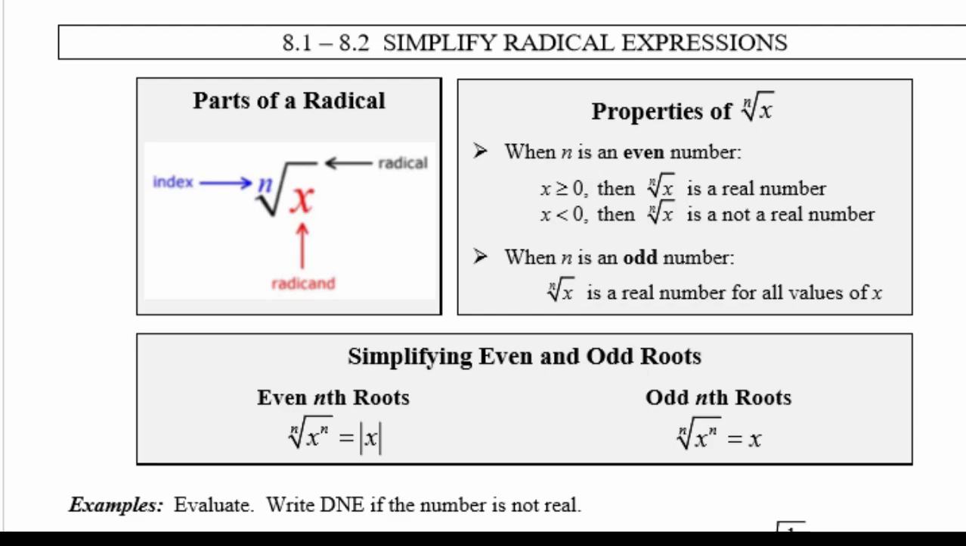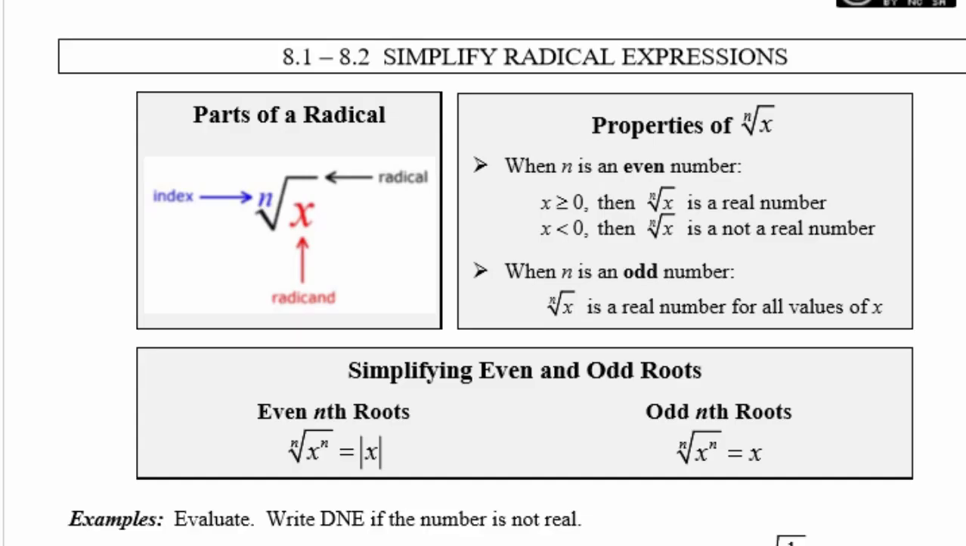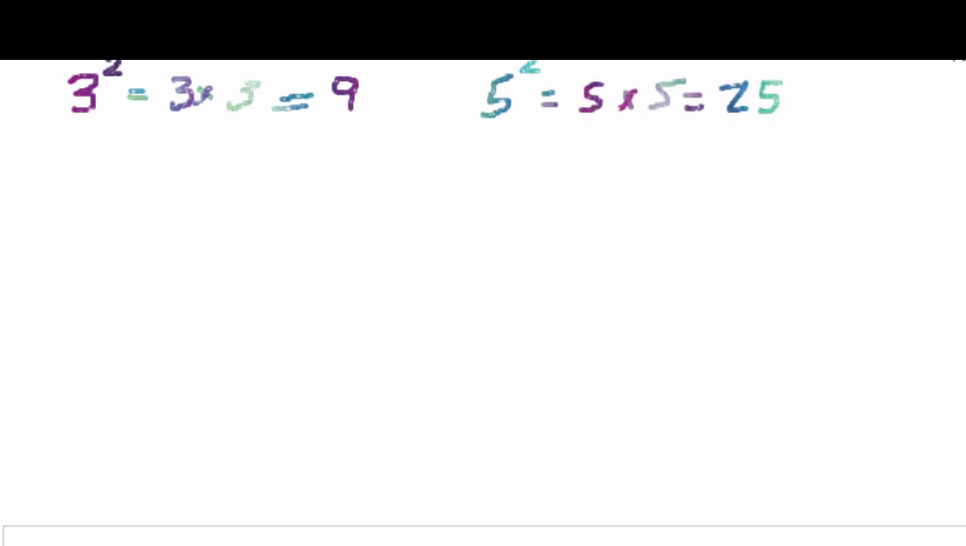So today we're going to start our work on simplifying radical expressions. What does it mean to square a number? Well, you probably say, well, Ms. Fernandez, multiply times itself. I go, okay. So for example, 3 squared, that's 3 times 3, and that gives us 9. Okay, cool. And 5 squared, 5 times 5, and that gives us 25. All right, so squaring a number, we just multiply times itself.